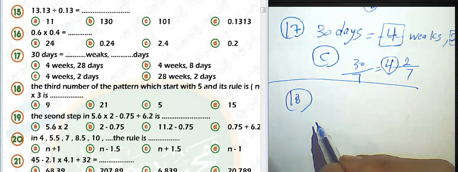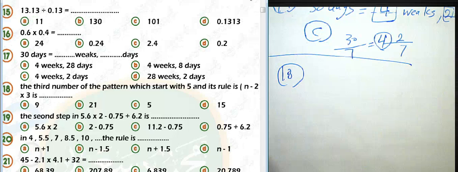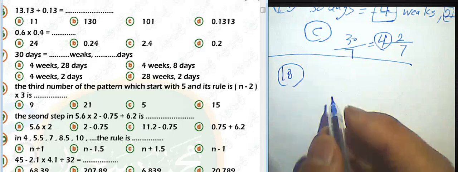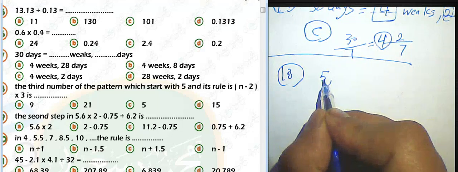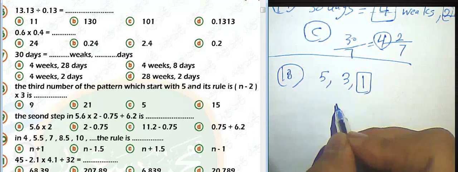The third number of the pattern which starts with 5 and its rule. Its rule here is n minus 2. Okay, he asked about the third number. Start with 5 and next 5 minus 2 equals 3. 3 minus 2 equals 1. So the result will be 1.